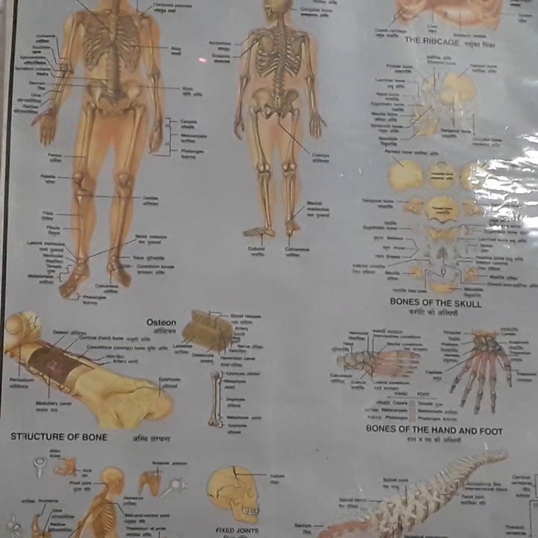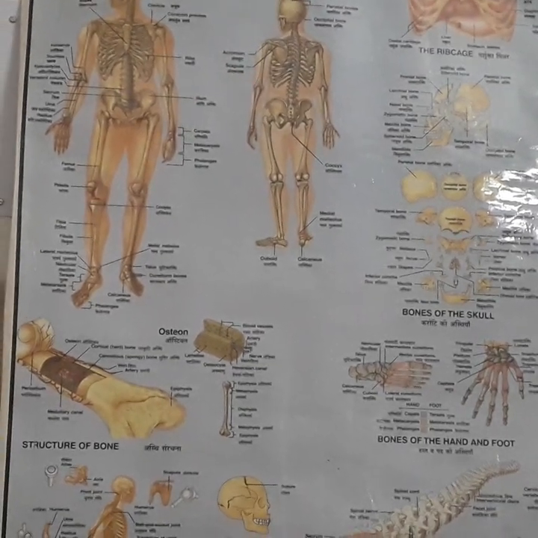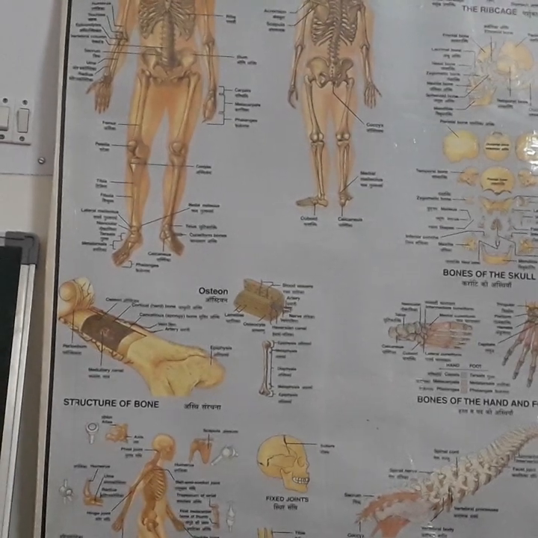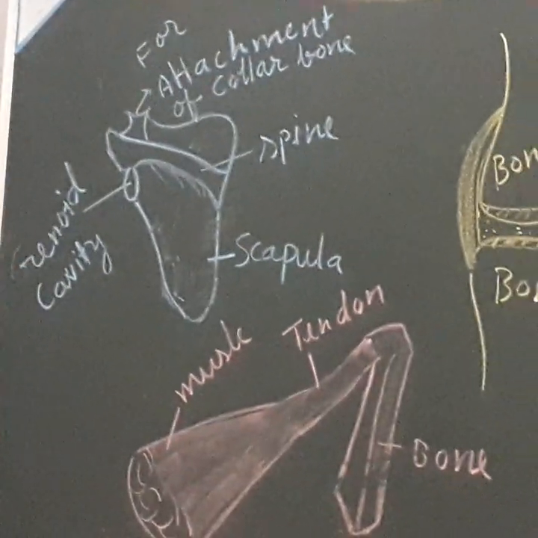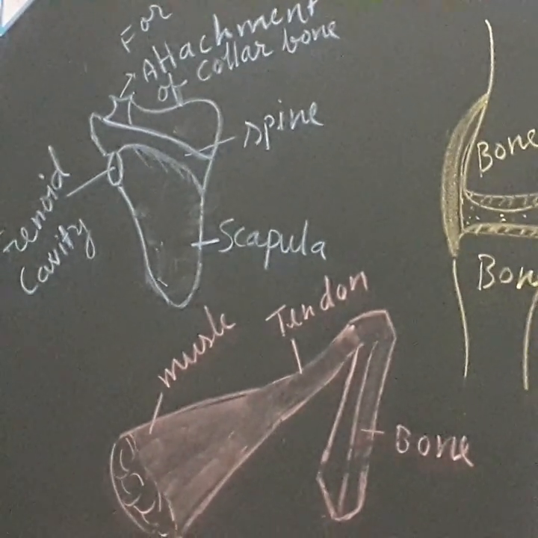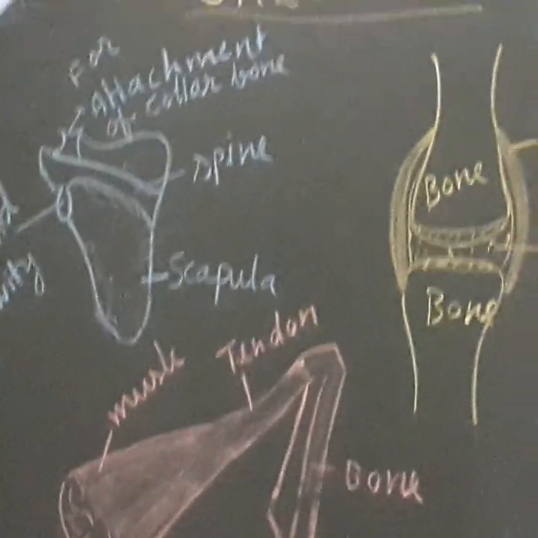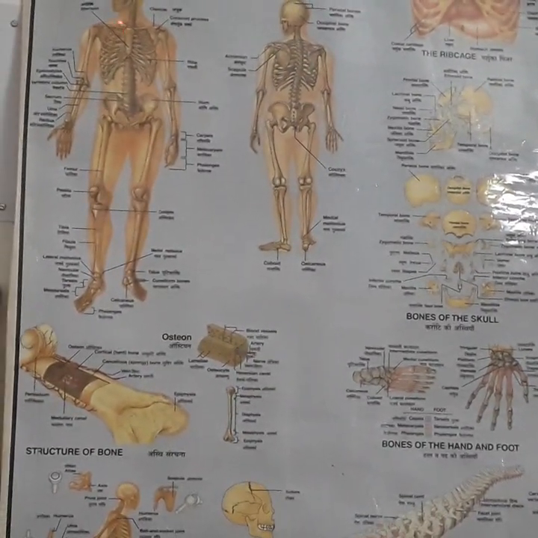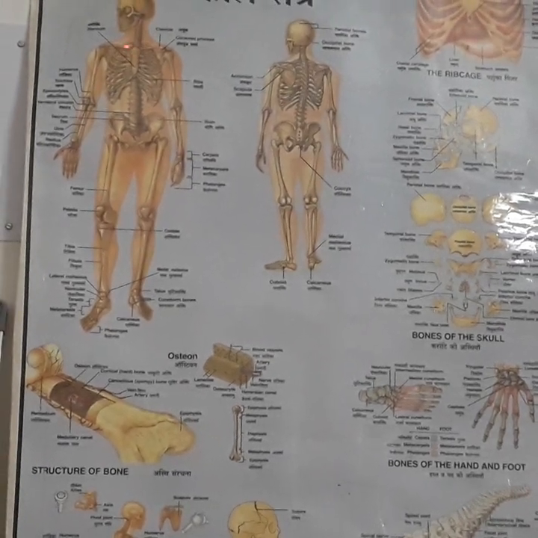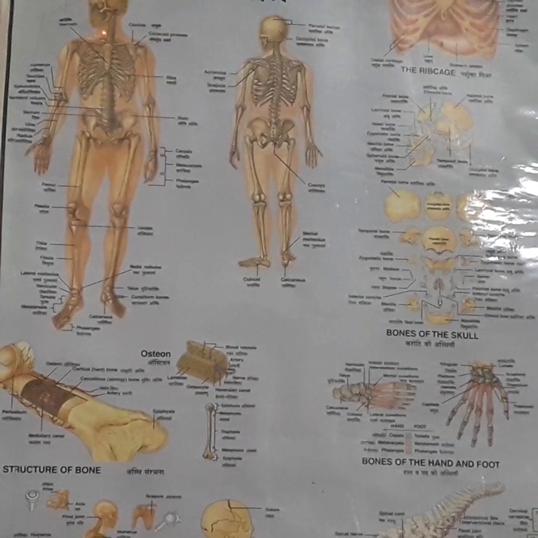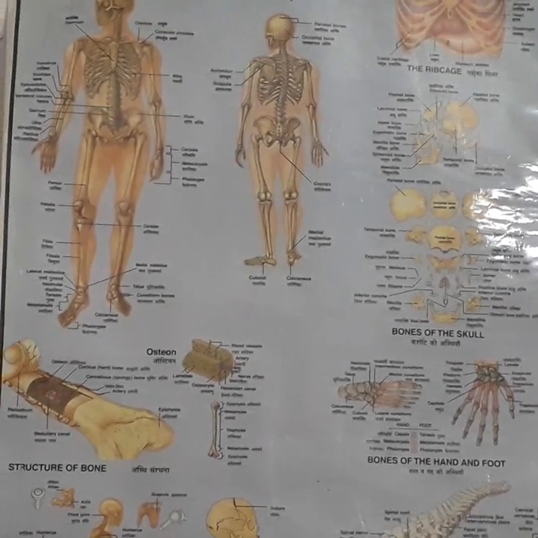And close to this, there is a raised part here, that is for attachment of the collar bone. You can see one end of the collar bone is attached to the sternum and the other end is attached to the raised part of the scapula here.